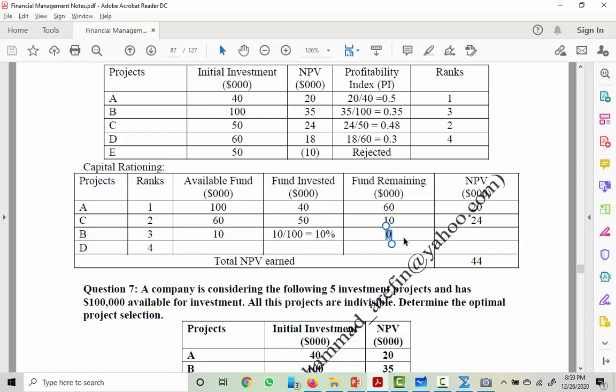If the question tells you that you may get partial revenue or partial NPV from the partially completed project, in that case we need to calculate 10% of the full NPV. Here NPV is 35. Since you have completed 10% of the project, you may get 10% of this $35,000 NPV. That means $3,500 NPV here.